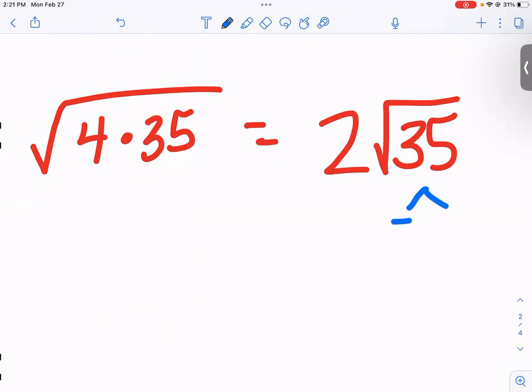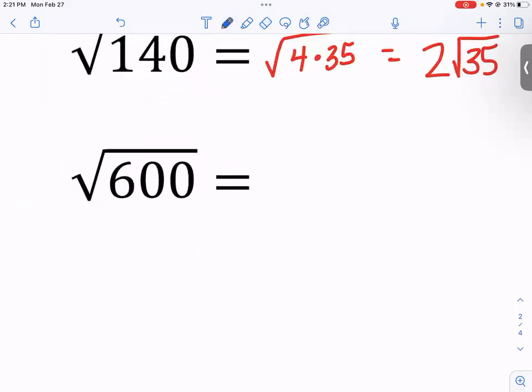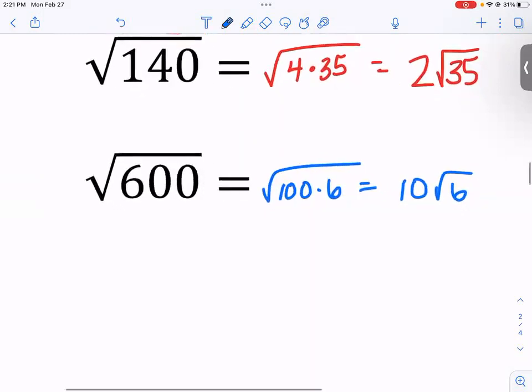35 is 7 times 5. Those are both prime numbers. You're done. Okay, you are done. There's nothing more we can take out of there. Okay, now 600 we know is 100 times 6. That one's nice. The square root of 100 is 10, so 10 radical 6. You can also do 4 and 150, so that it'd be 2, I think. But then you'd have to go again because 150 is not simplified. You do 25 times. 150 is divisible by 25.